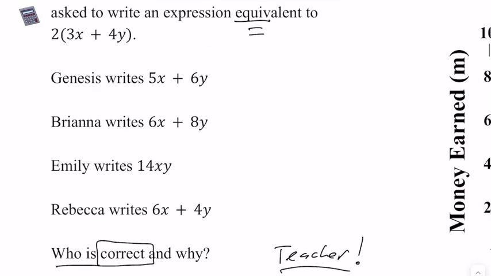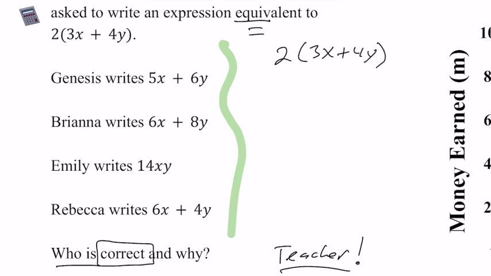So let's just do it our way because we assume that we're going to do it correctly. So I'm going to start with the 2 parentheses 3x plus 4y. And to me, when I see parentheses, my brain automatically says, oh, I got to multiply. In this case, because there's more than one term in the parentheses, I'm going to distribute. So I'm going to multiply the 2 times 3x, which is 6x. And I'm going to multiply the 2 times 4y, which is 8y.